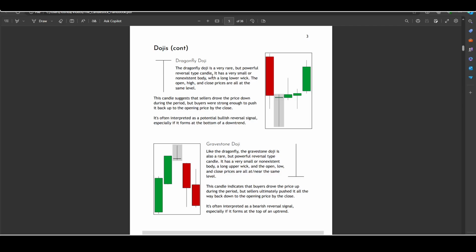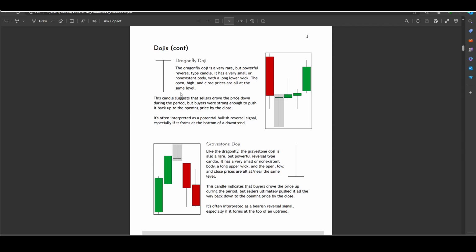It has a very small or non-existent body with a long lower wick. The open, high, and close prices are all at the same level. This candle suggests that sellers drove the price down during the period, but buyers were strong enough to push it back up to the opening price by the close. It's often interpreted as a potential bullish reversal signal, especially if it forms at the bottom of a downtrend.